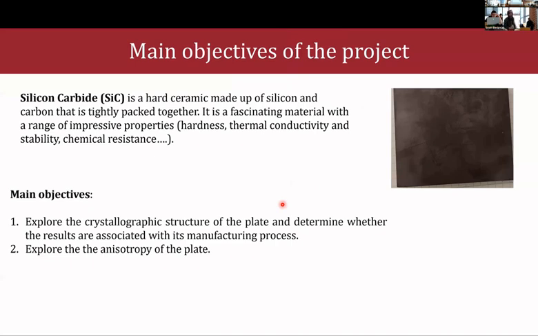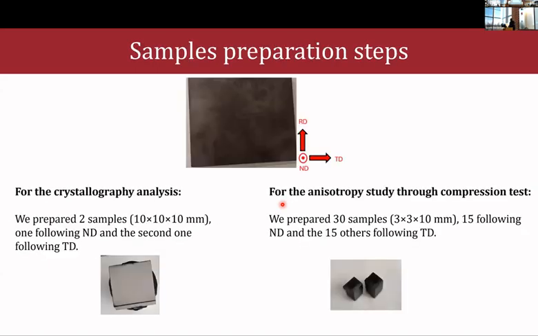The two main objectives of the work we were doing here were to explore the crystallographic structure of the silicon carbide plate we received, to determine whether the results were associated with the manufacturing process, and to explore also the anisotropy of the plate. And to do so, we conducted some compression tests.